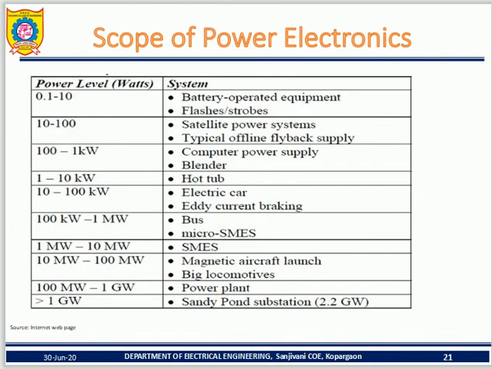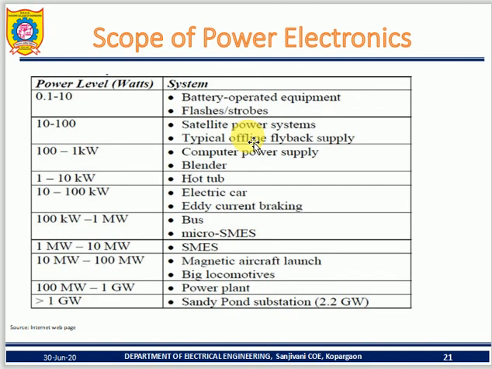These are the ratings of those appliances. What about the ratings for a power plant? For an electric car, the rating is from 10 kilowatts to 100 kilowatts. You want to know about your ratings; the previous slide explained the ratings on the y-axis, that is, the power ratings.